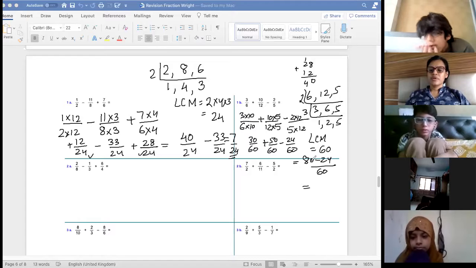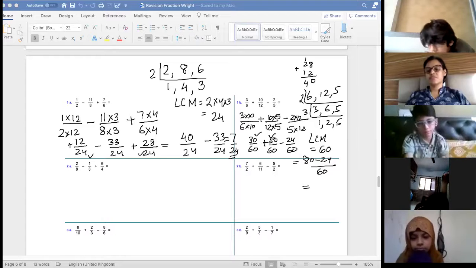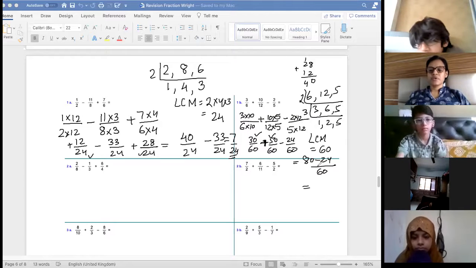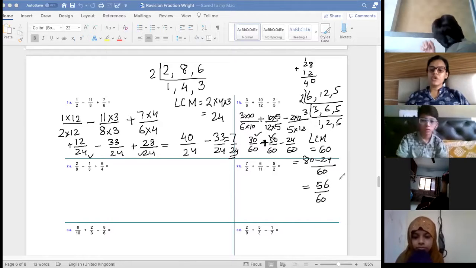56. Ma'am, why will we do 80 minus 24? Because when you add 50 and 30, it is 80. Here you have a plus sign, okay? Yes. So we will add first and then subtract. So 56 upon 60. So how much is the answer? 10 minus 4 is 6. 56 upon 60, na? Now do the lowest form.